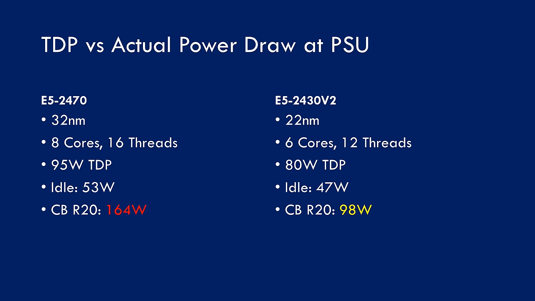To give you an example, running Cinebench R20 on the 6-core 2430 V2, I saw a power reading of basically 100 watts, 98 was the exact figure, but on this 2470, we saw 164 watts. So that's 66 more watts in power consumption.